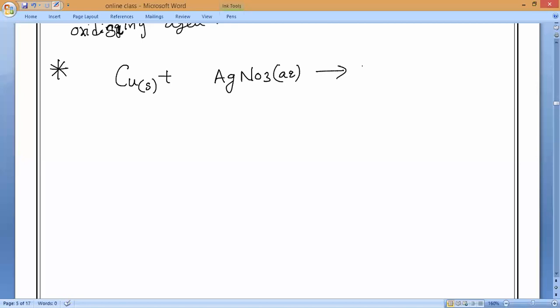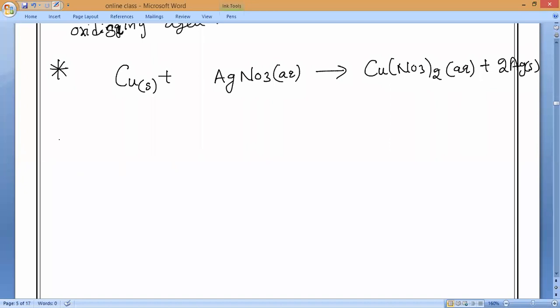I need the copper nitrate formula. Can anybody say the copper nitrate formula? Cu(NO3)2. What is the state? Plus 2Ag, which is in solid state.